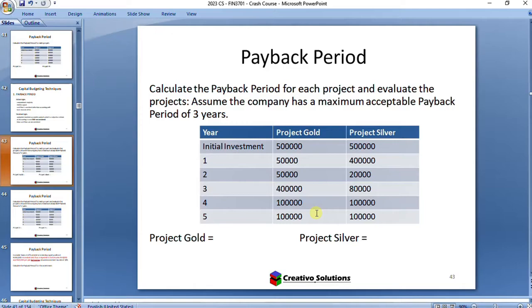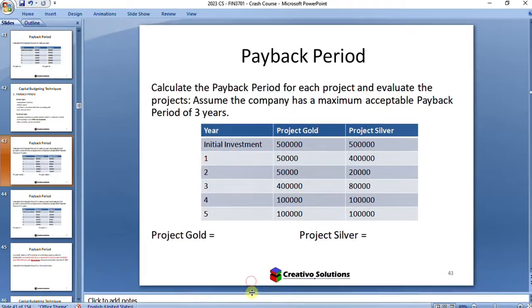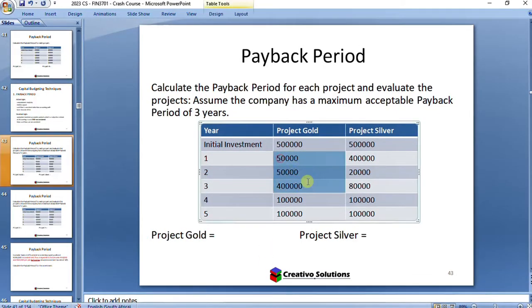3 years for gold. Nice. And Damien, silver. Working it out. Yeah, 3 years. Okay, so both of these projects have 3 years. If you add up those amounts, you get 500,000.